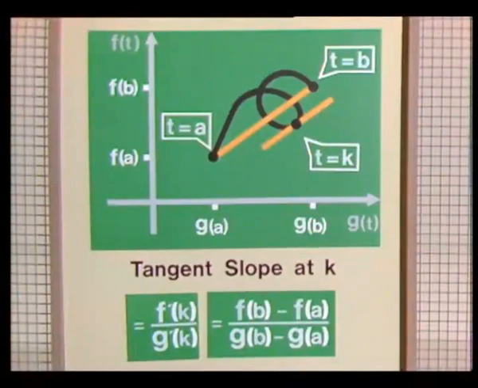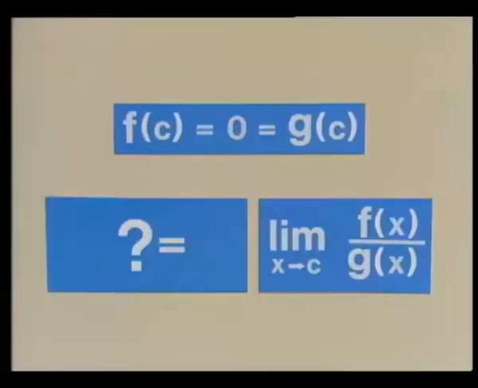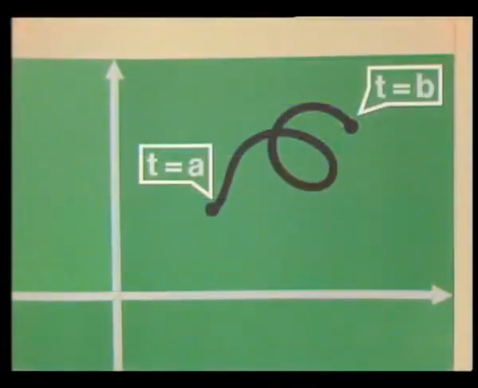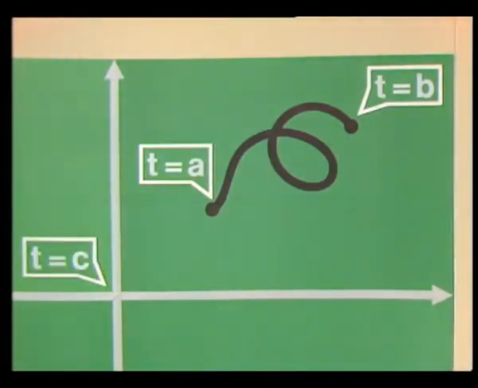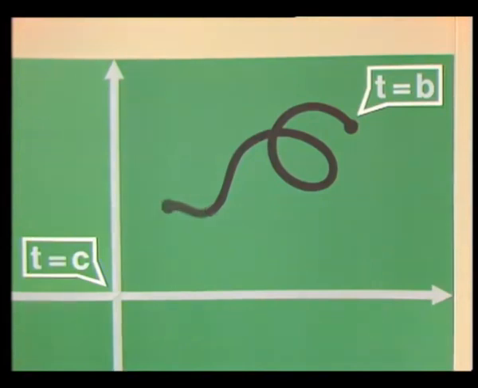But how does such a mean value theorem for parametric curves get us closer to solving problems of the general type we started the program with? The condition was that f and g should vanish together at some point c. Well, in the parametric plane, f and g vanish at the origin. Call that the point t equals c. So we've only to consider the special case of parametric curves which actually pass through the origin. Any results which we obtain in this case can be used to tackle our original problems.